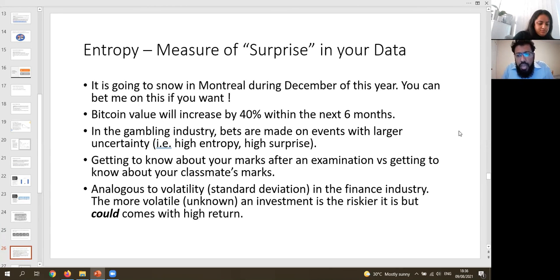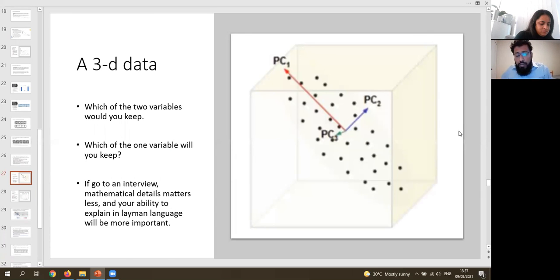So now we have understood the idea of entropy. The idea of entropy is the element of surprise. How much new information can it give to you? Now that you have understood this concept, let's say I have a very simple 3D data set with 3 dimensions. Now I can ask you this question: from these 3 different variables, PC1, PC2, PC3, which 2 variables are you going to keep?